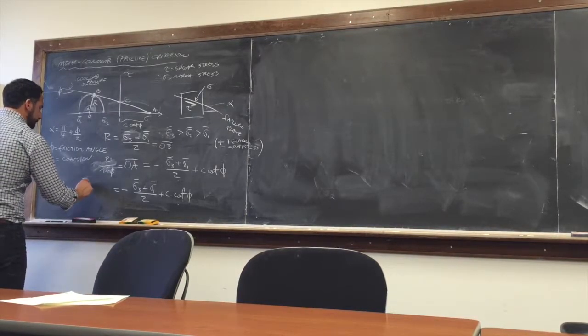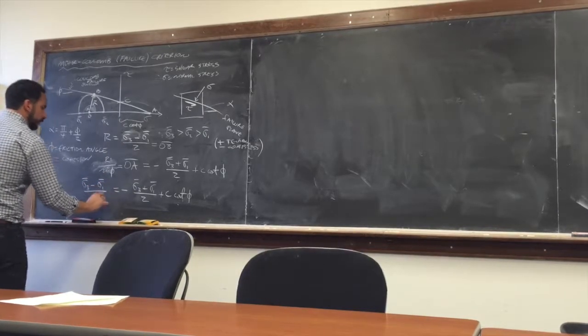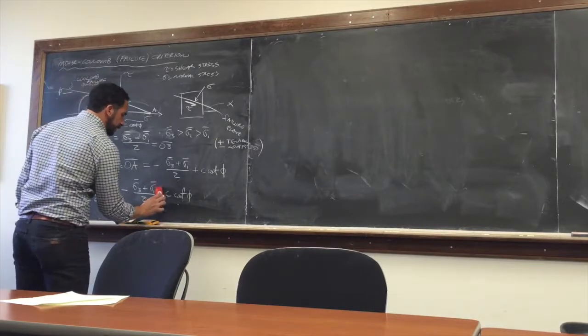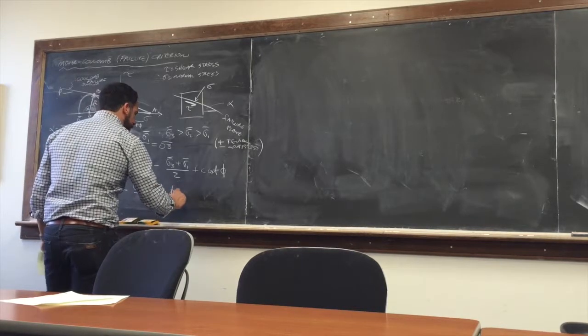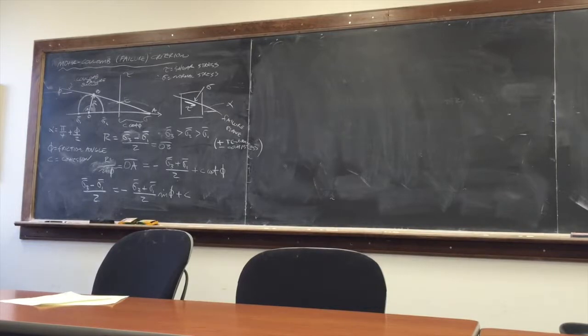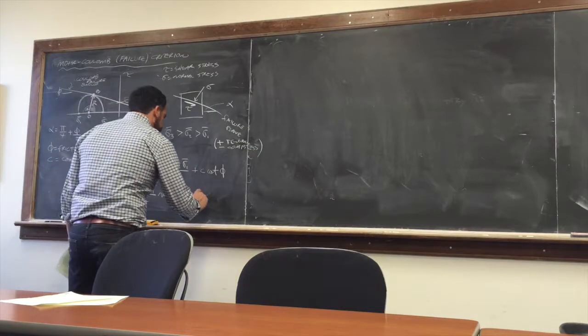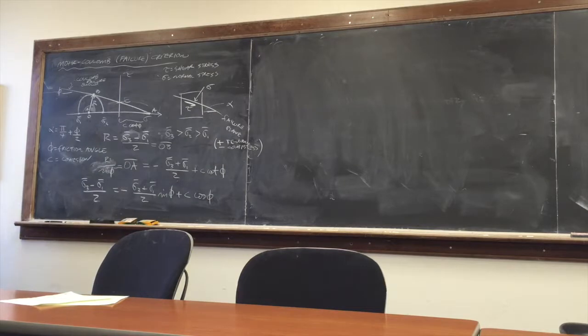R bar, sigma 3 bar, sigma 1 bar over 2, and then let's fix it on the other side. So this becomes times sine phi plus C. Cotangent is cosine over sine, right? So when I multiply by sine, I just get cosine. Then I multiply everything by 2.